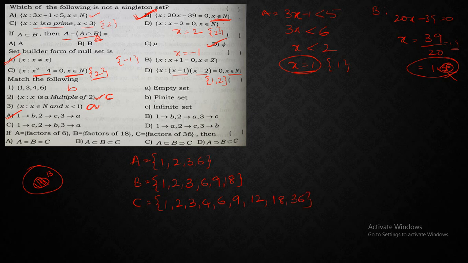Now what is he asking? All the elements 1, 2, 3, 6 are here, and here also 1, 2, 3, 6. So A is a subset of B and C. A is a subset of B as well as A is a subset of C. Next, 1, 2, 3, 6, 9, 18 is here also 1, 2, 3, 6, 9, 18. So clearly B is a subset of C, no? By the transitive property, A is a subset of B and B is a subset of C. So the answer is A ⊂ B ⊂ C.